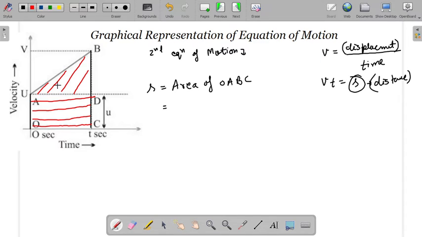Okay, so we have to add these things, means area of OADC plus ADB. Now we have to calculate only this thing. Okay, so it is very easy to calculate the area.